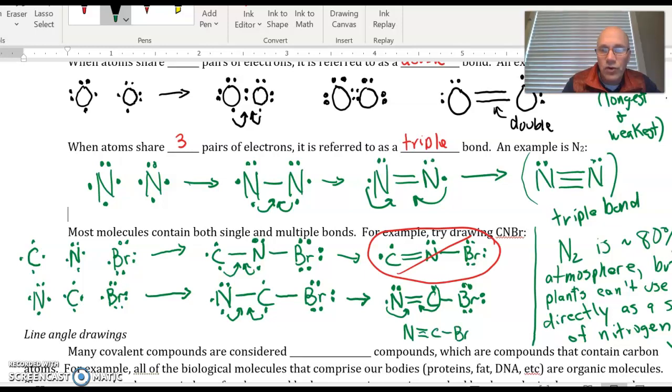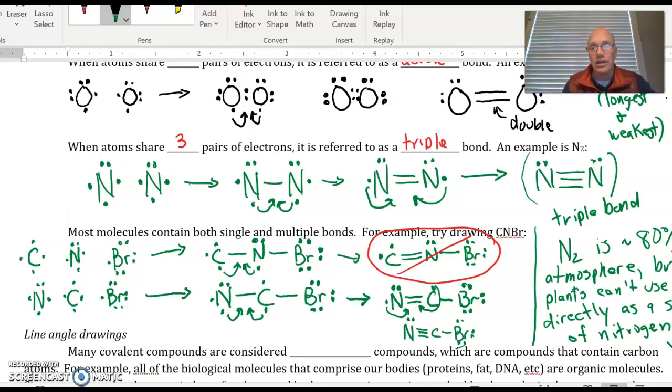And remember, draw in all of the things that are still there. So we've still got these lone pairs on the bromine. All right, we no longer have any sticky sides on the carbon or on the nitrogen, but you still have this lone pair up here. So don't forget to draw that in. All right, so that's a triple bond right there. All right, so this would be an acceptable structure.